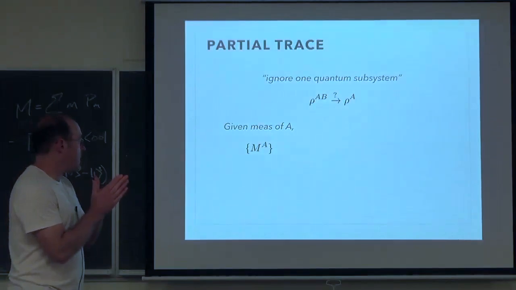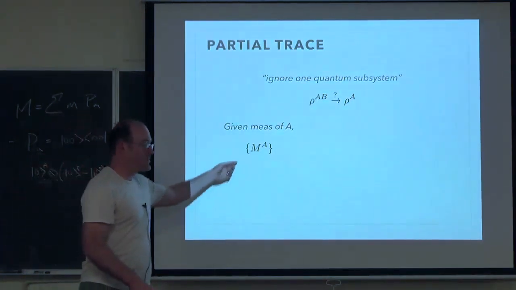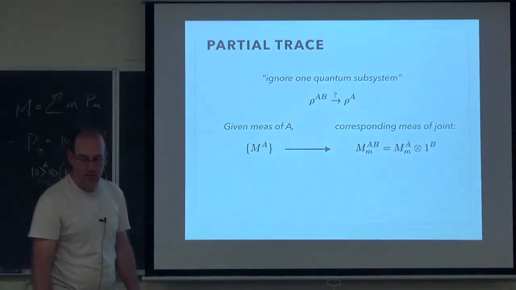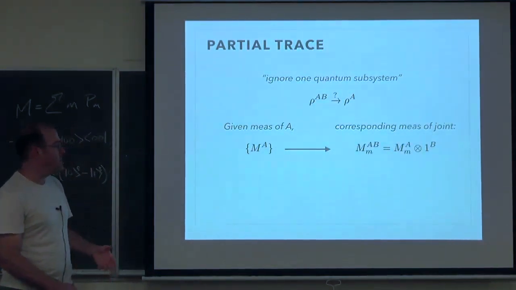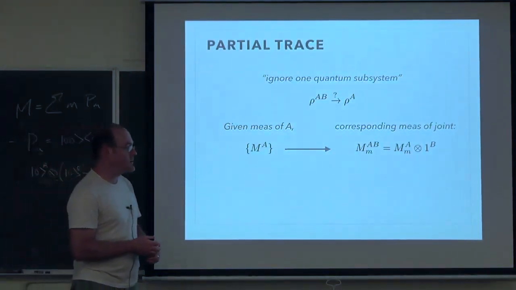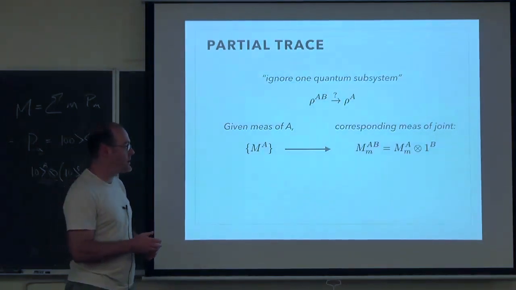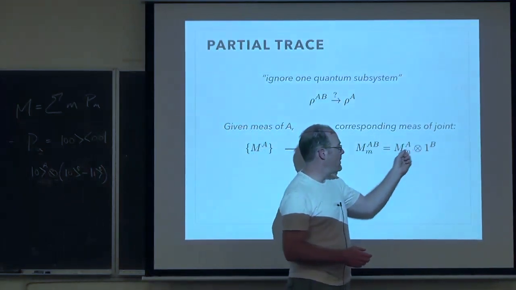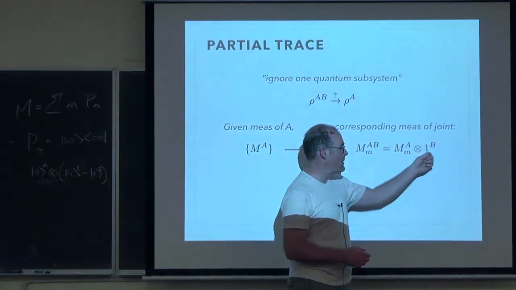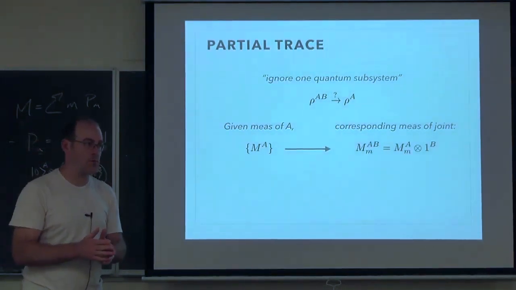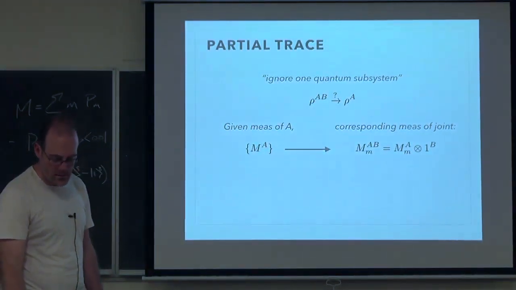So the argument is, given some set of measurables on system A that you know and love, we define, or postulate, that the corresponding set of measurements on the composite system can be written down in this way, where this is just the outer product between this measurement operator and the identity on the B system. And this seems very intuitive. It's hard to imagine what else it could be.